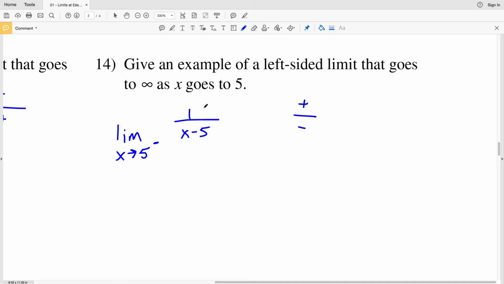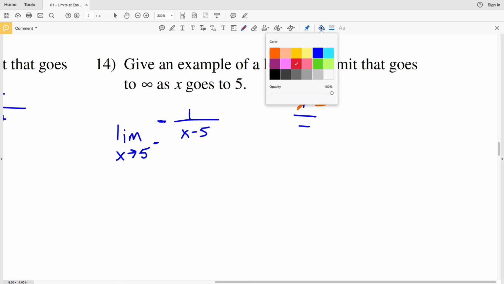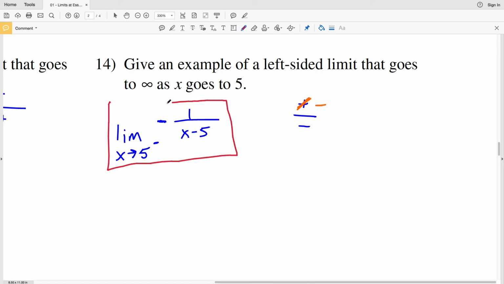Let's make the numerator negative. So making the numerator negative, now as opposed to having a positive in the numerator, we have a negative in the numerator, and a negative over a negative is a positive. So this limit is indeed positive infinity. So the limit of the opposite of 1 over x minus 5 as x approaches 5 from the left, or you can read this as limit of negative 1 over x minus 5 as x approaches 5 from the left.